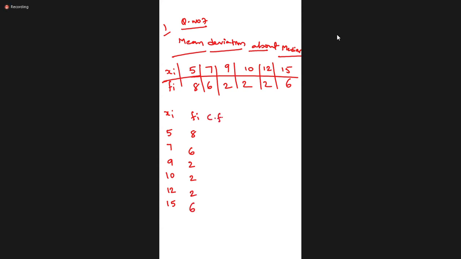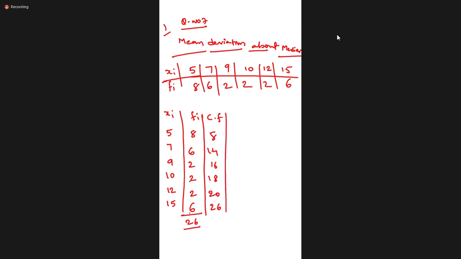CF, cumulative frequency. Cumulative frequency means add: 8 plus 6 is 14, 14 plus 2 is 16, 16 plus 2 is 18, 18 plus 2 is 20, 20 plus 6 is 26. If you add the frequencies, that is also 26. Sir, do we have to add for CF? No, no.